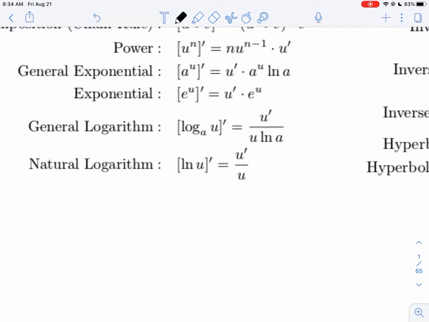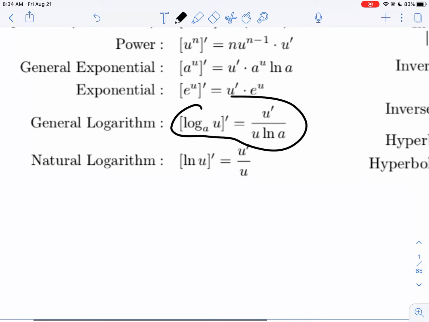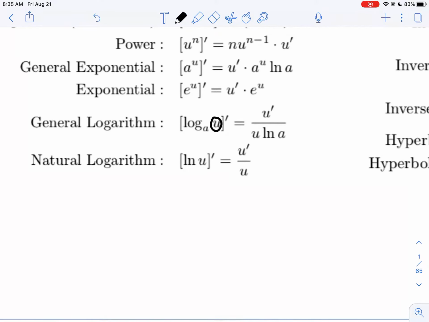Natural logs, or logarithms. If you have the derivative of log base a, where a is a constant, of u, and u is a function, then there's 3 things over here on this side. u is called the argument of the logarithm. You need to do its derivative, and then put it over the argument, and then times the natural log of the base of the log.